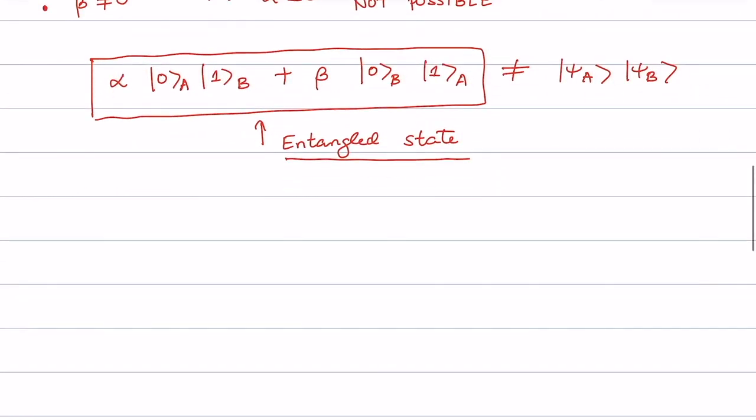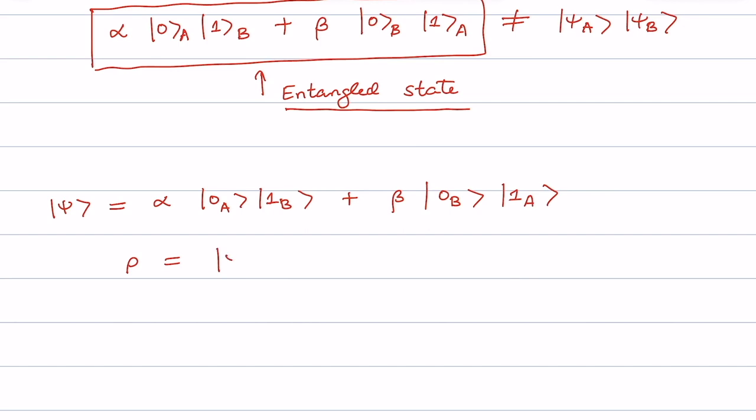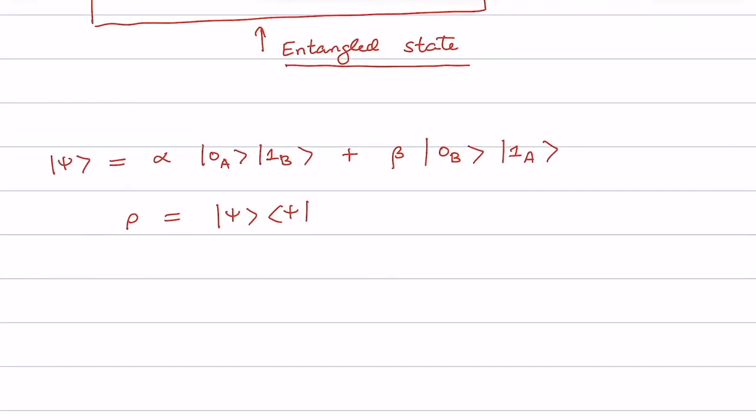Now let us consider this problem using the so-called density matrix formalism. Let me write the entangled state in this particular form. Ket psi is equal to alpha 0A 1B plus beta 0B 1A. The corresponding density operator would be rho equal to ket psi bra psi. If we want to study system A specifically, we need to know the reduced density operator of A, and that we can find out by tracing out B from the density operator rho. So we have to do the trace operation over the density operator.